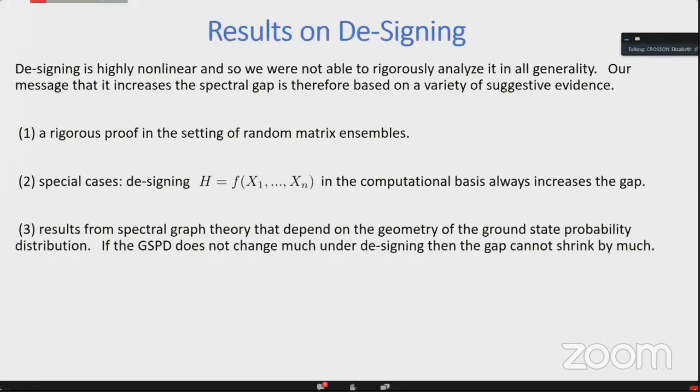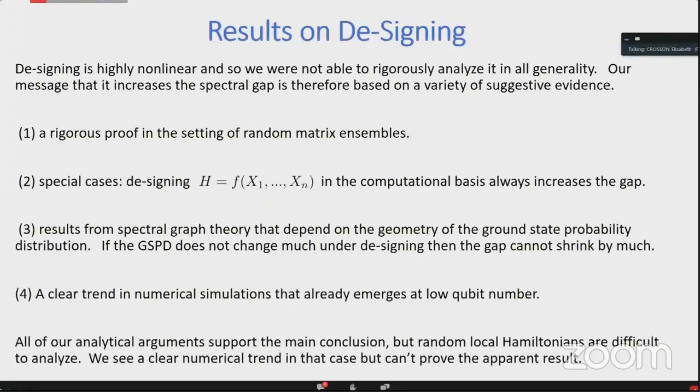So we have some kind of complicated results that relate to the geometry of the ground state probability distribution. And one way to efficiently summarize these results that I won't go into is that if the ground state probability distribution does not change much under designing, so of course the non-stochastic Hamiltonian has non-trivial phases in the ground state, but when you square it, you get a distribution. Right, and if the original Hamiltonian and the designed Hamiltonian have similar ground state probability distributions in the basis where you designed, then on geometric grounds, designing cannot shrink the gap by much. So we don't necessarily show it increases the gap in this setting, but that if these are close, and this assumption of closeness kind of helps deal with the nonlinearity.